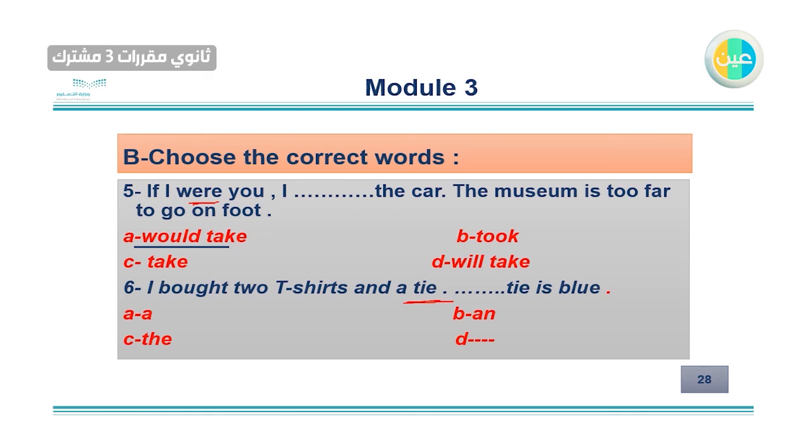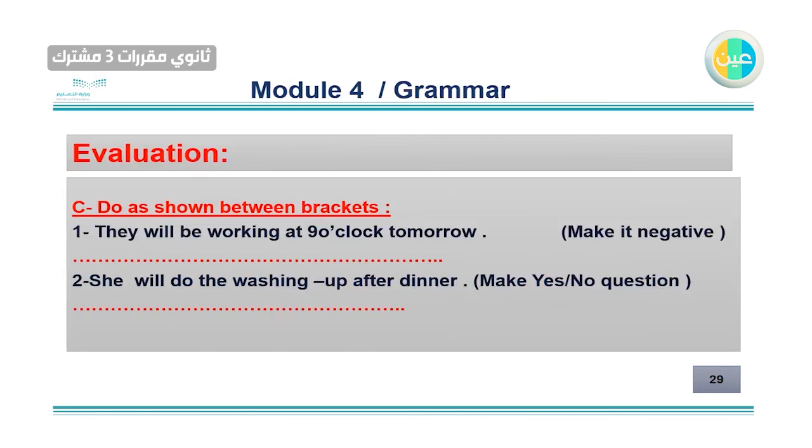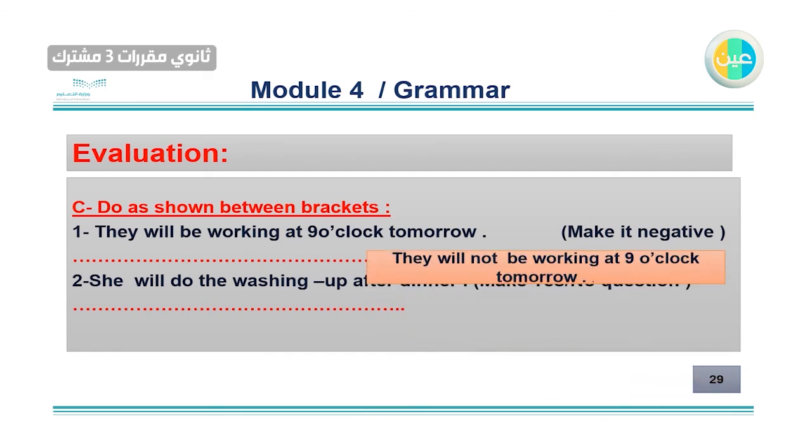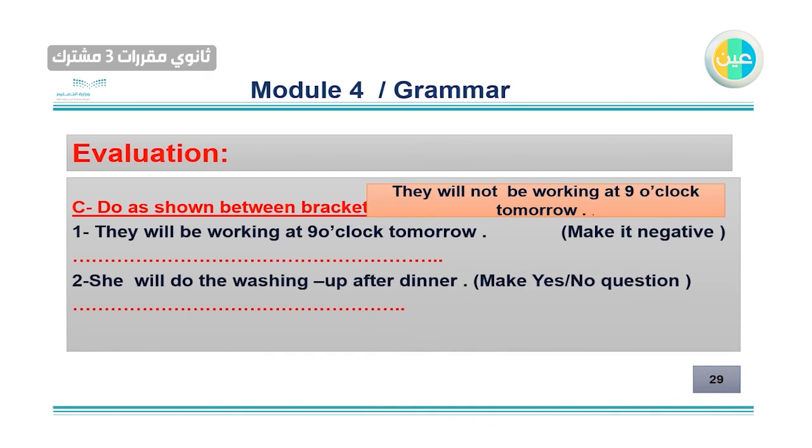Now in between brackets, they will be working at 9 o'clock tomorrow. Make it negative. Negative means not. They will not be working at 9 o'clock tomorrow. Number 2, she will do the washing up after dinner. What I want? Make a yes/no question. Will she do the washing up after dinner? So this is how you can make it a question. Okay.